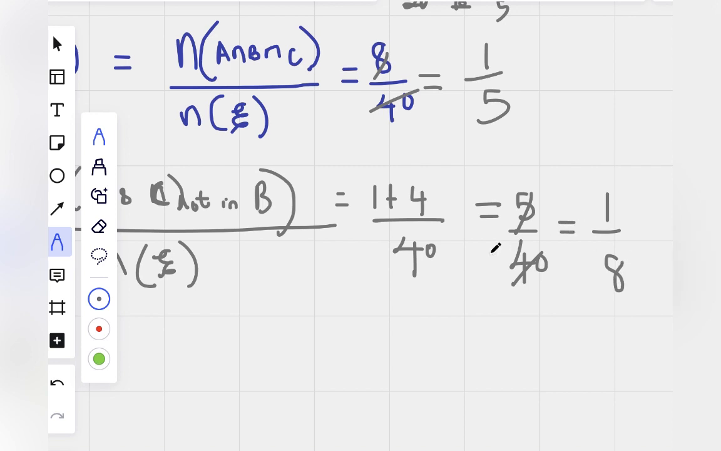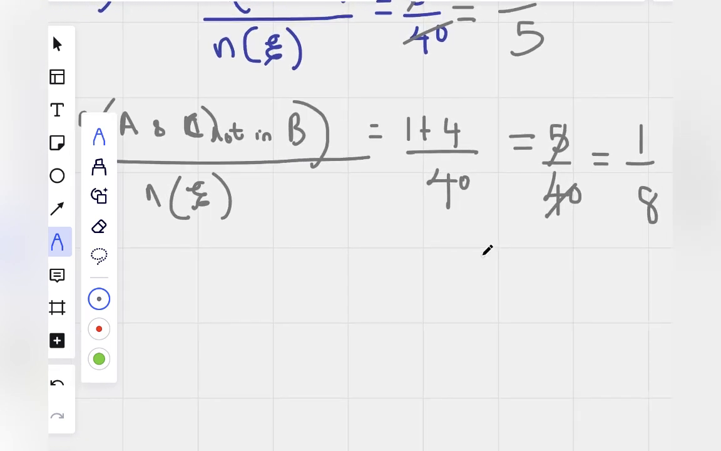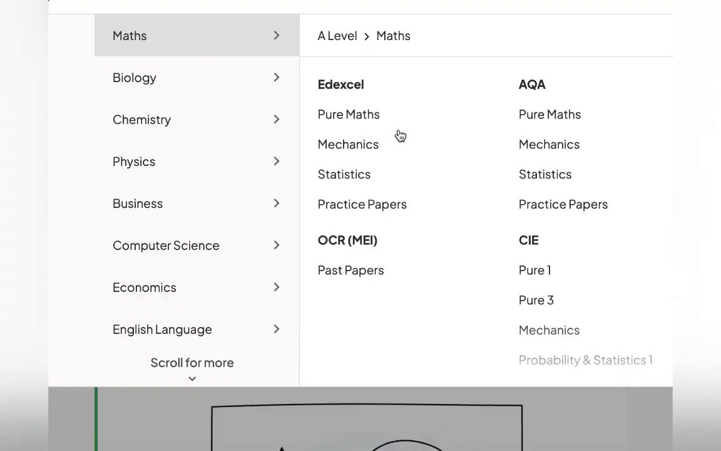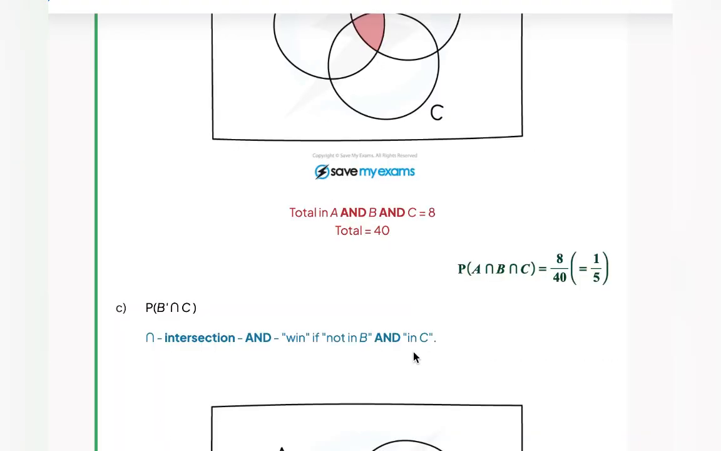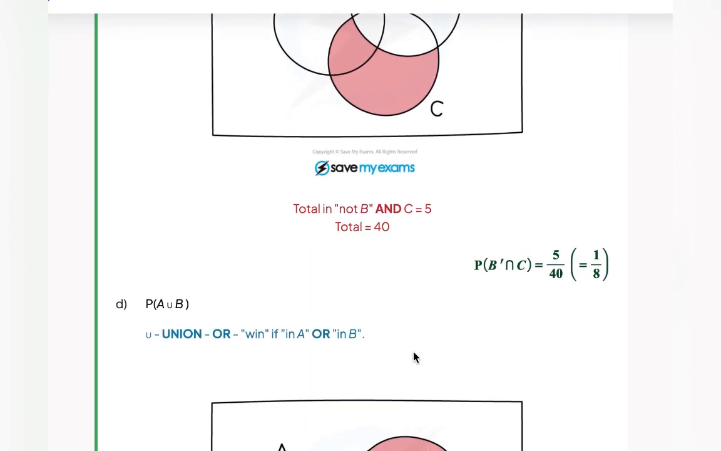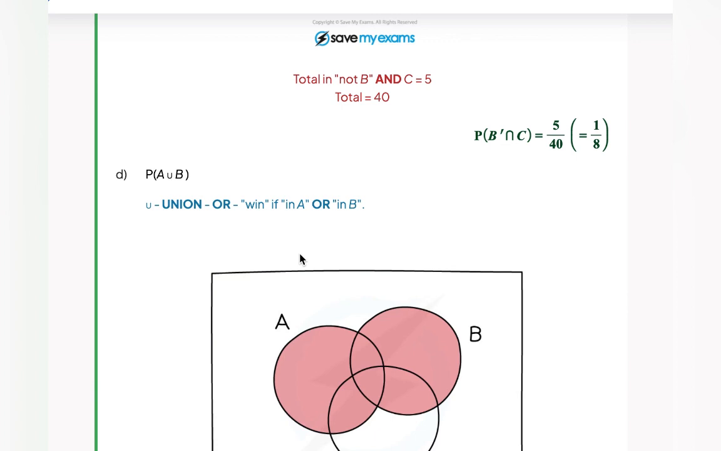Is that okay? So these are the high-level IGCSE questions they can give you when it comes to a Venn diagram with probability. Now let's see if there's any other one. Okay, here we have the probability of A union B. We're going to look for where A and B intersect.